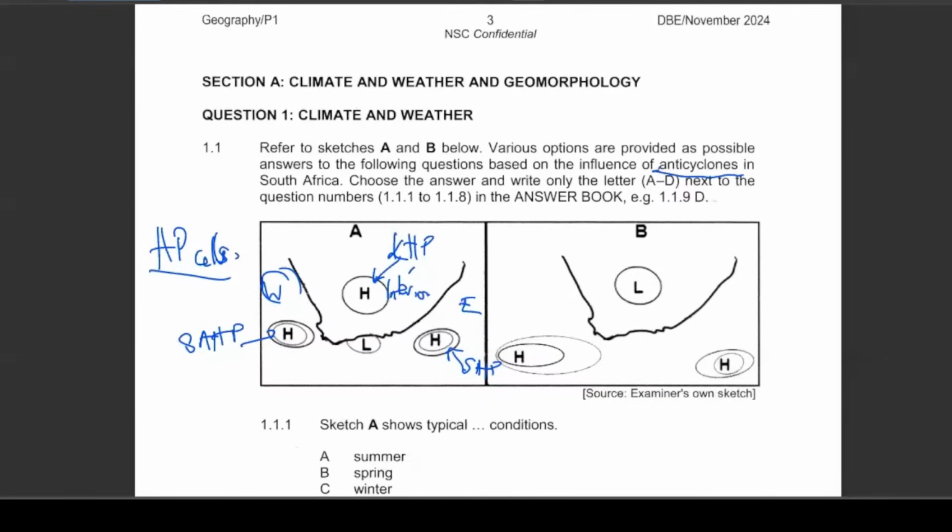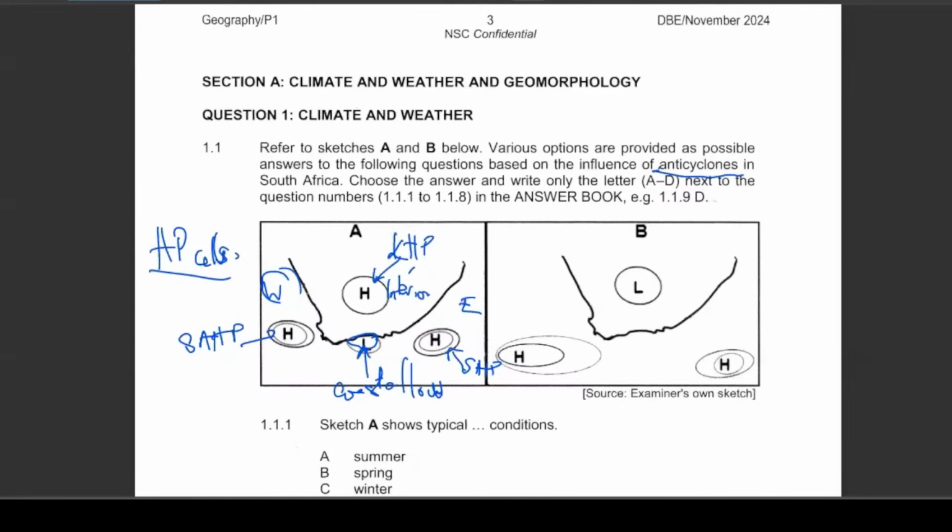Besides having these three common anticyclones that affect the weather of Southern Africa, we also have this typical cell that we find here. This is a coastal low. It's a typical low pressure cell that exists along the coast. So I'll try to explain how these pressure cells influence the weather system in a brief discussion so that we are able to relate the content to the asked questions.